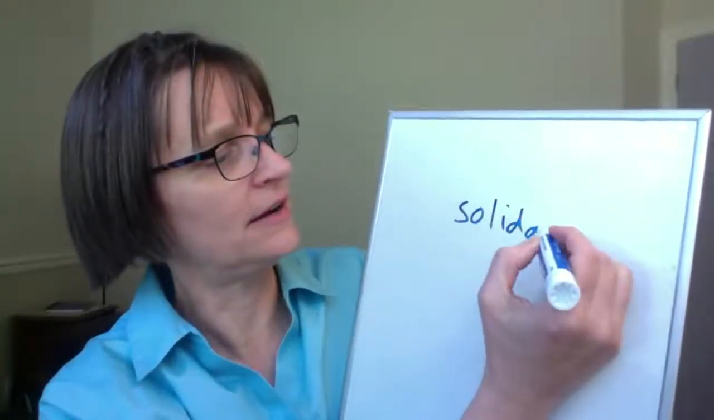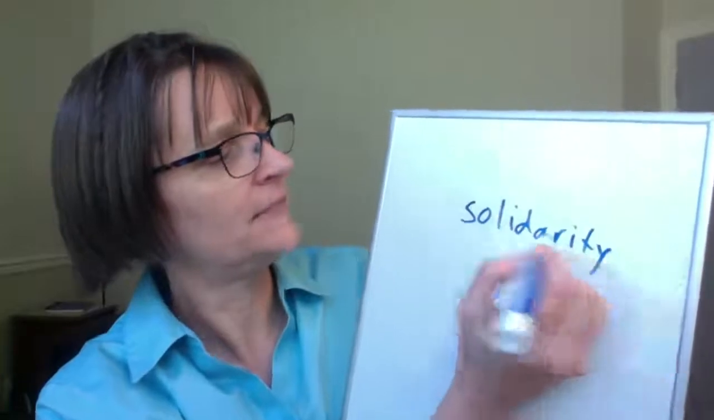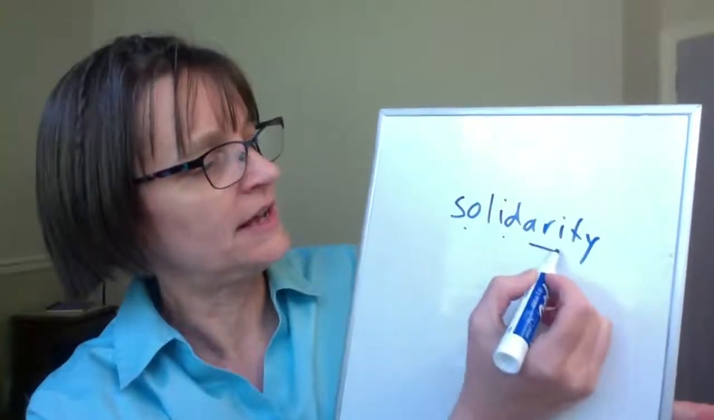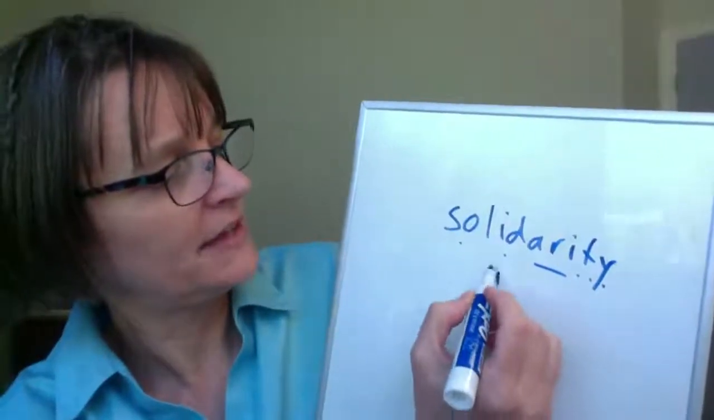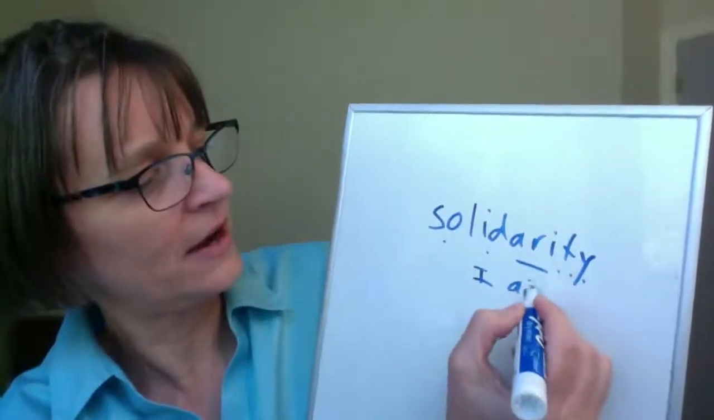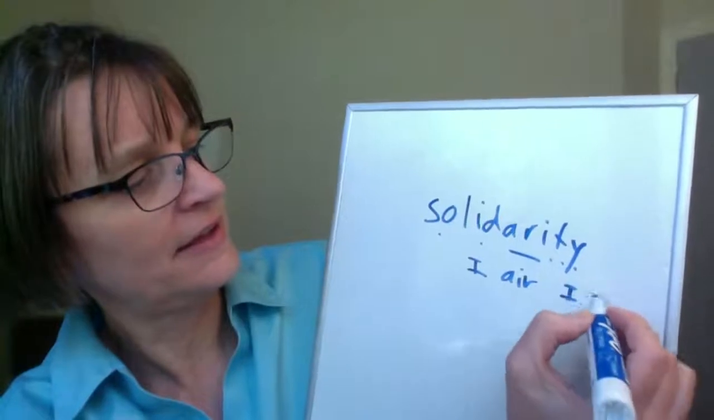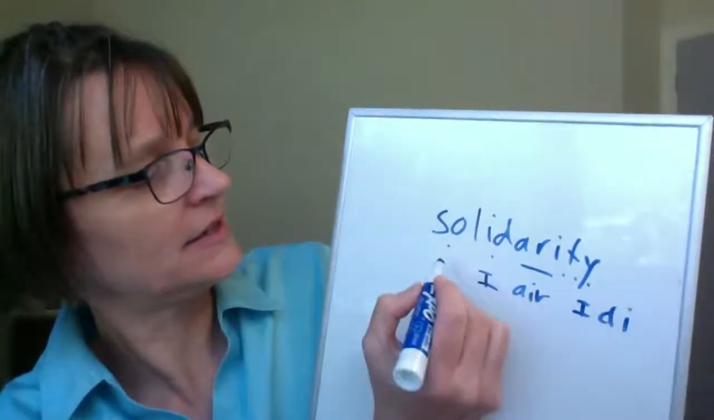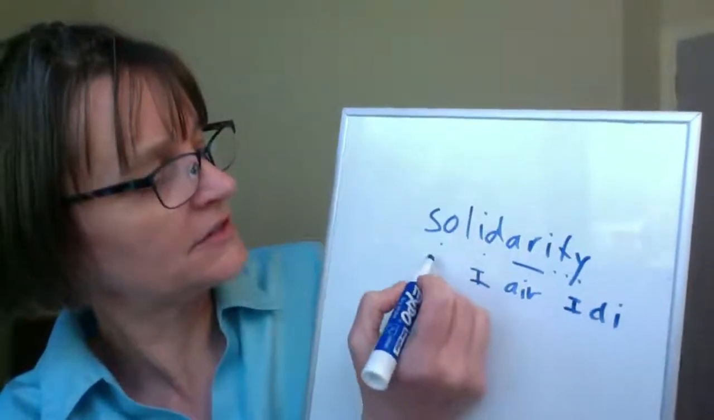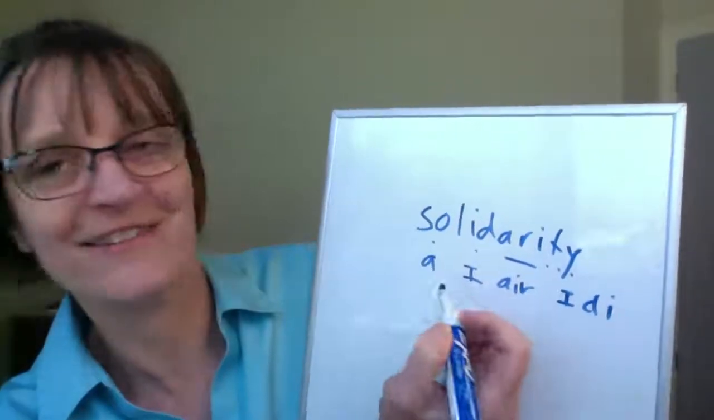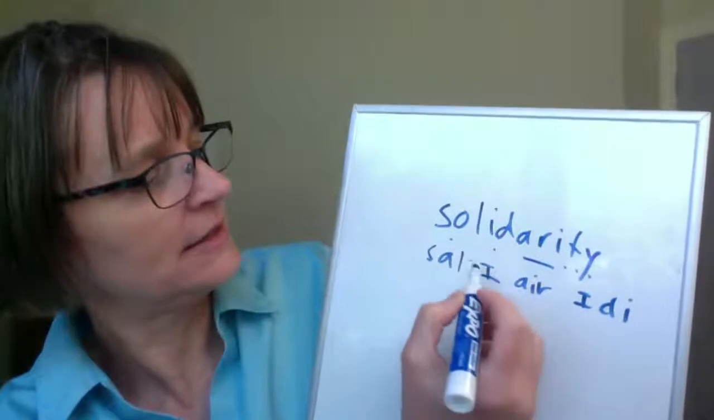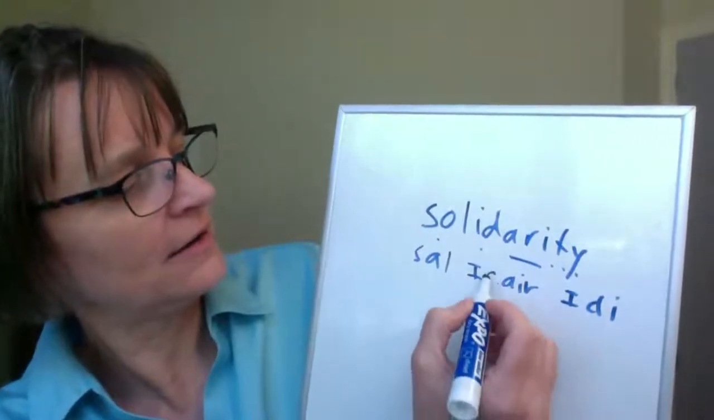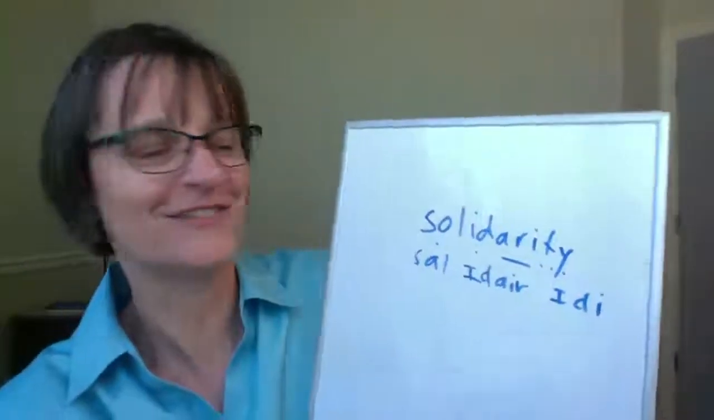Solidarity, solidarity. Those are the syllables. I have the I vowel, the air, and then I again, and an E at the end. And the first vowel, solidarity, I always have to check, is the ah vowel. So solidarity. Lots of sounds in that word. Excellent. Okay.